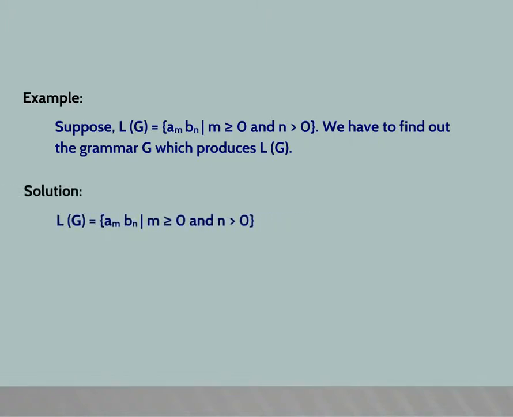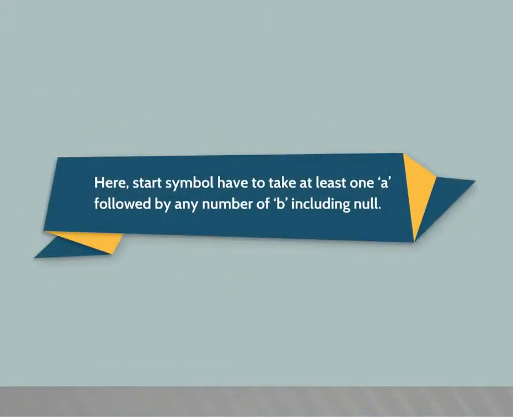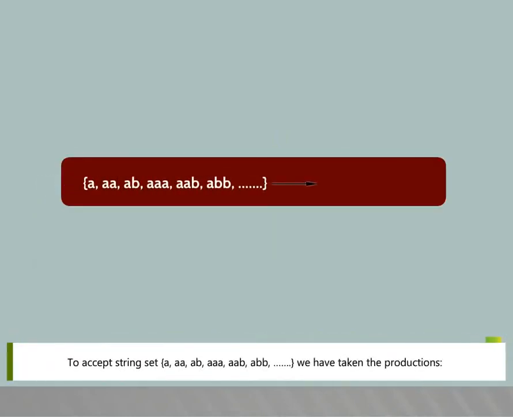Solution. Since L(G) = {a^m b^n | m ≥ 0 and n > 0}, the set of strings accepted can be written as L(G) = {a, aa, ab, aaa, aab, abb, ...}. Here, the start symbol has to take at least one a followed by any number of b's including null, to accept the strings a, aa, ab, aaa, aab, abb, and so on.